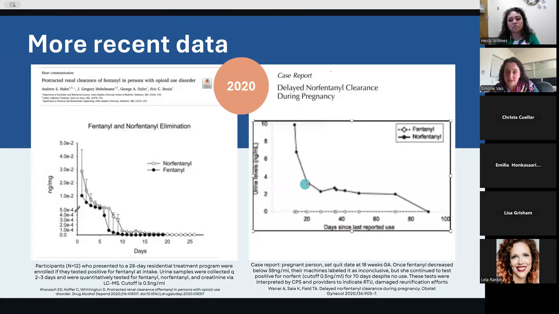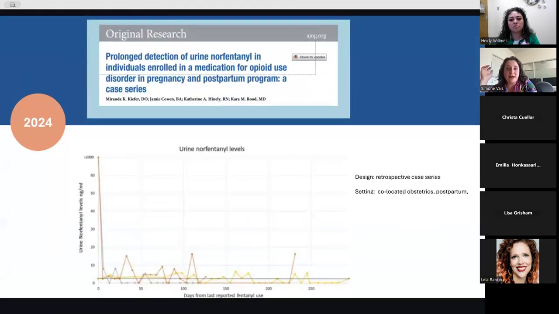You can see we're detecting levels of like 2 here. And now, in retrospect, with a couple more years of understanding, we understand that these are declining norfentanyl levels over time. That is just sort of what we expect because fentanyl and norfentanyl stick around much longer. Okay. Then we got some more data.